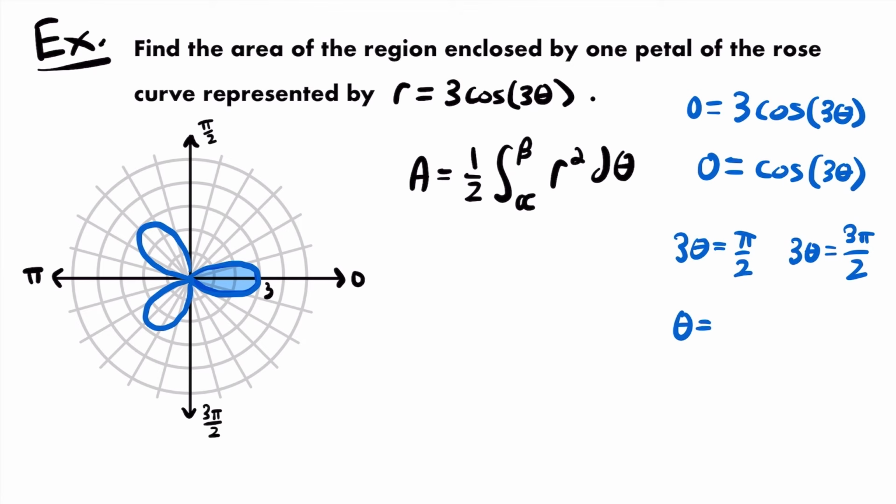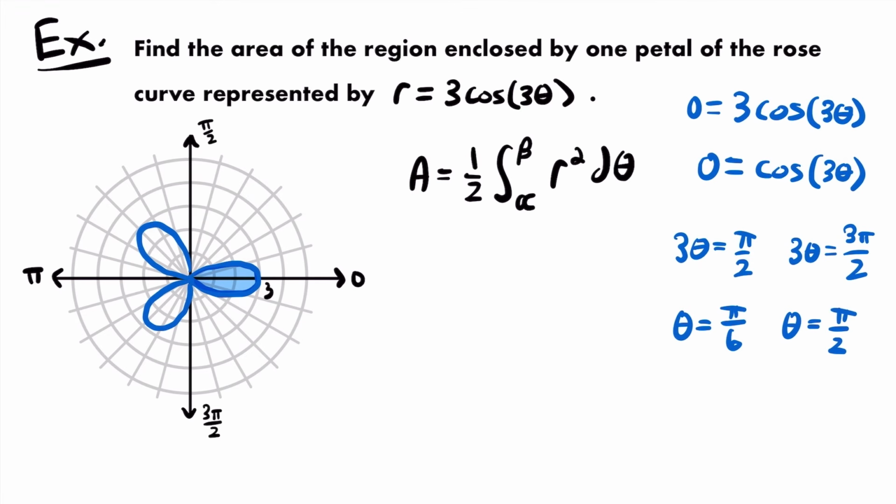And so we'll have theta is equal to pi divided by 6, right? If we divide both sides by 3, you'll have 2 times 3 in the denominator here. So we'll have theta equals pi divided by 6, and theta equals 3 pi divided by 6. And that will reduce to pi divided by 2, right? We could reduce the numerator and denominator by a factor of 3 to get pi divided by 2. So I'll just erase this, and we'll have pi divided by 2. Okay, so with these two angles, we know for a fact that our rose curve is going to be at the pole, at the origin.